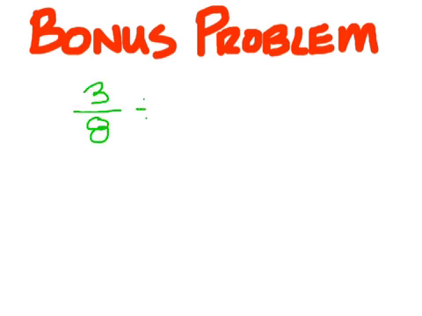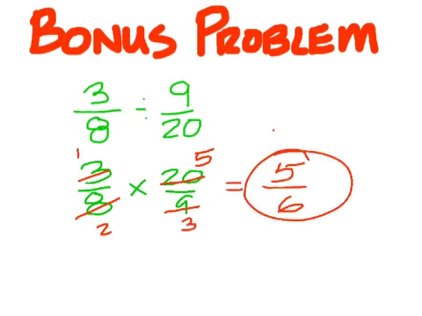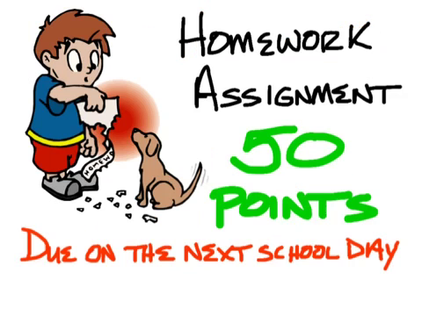Bonus problem 1. 3 over 8 divided by 9 over 20. Alright, the bonus problem, you're going to have to flip and then multiply. You can cancel out on this by going to 4s this way and 3s this way. 5 over 6. If you worked it out, it's 60 over 72. 12 goes into both of those. Homework assignment is up next.